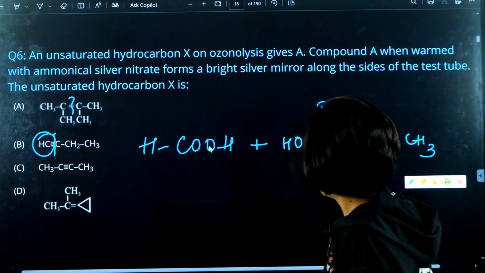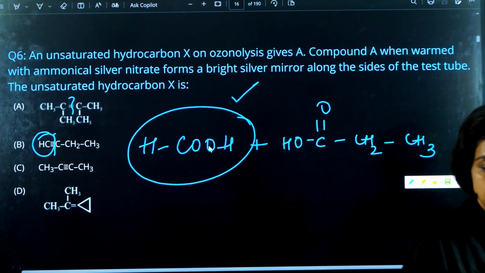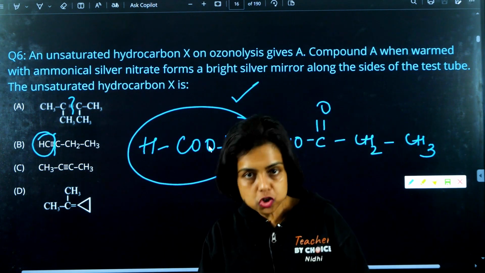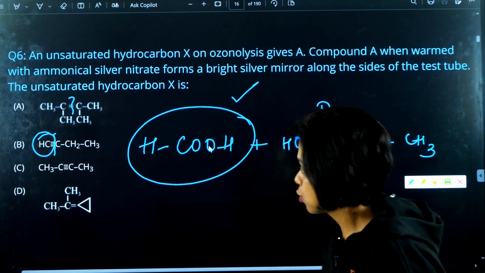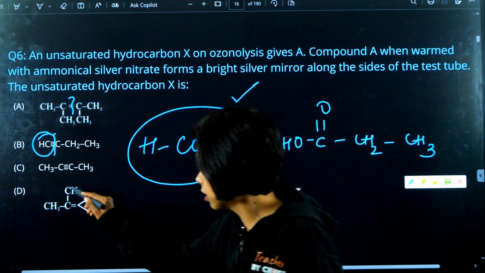CH2CH3, right? So this will give positive Tollens reagent test. On addition of Tollens reagent, silver mirror formation along with the evolution of CO2 and H2O you will get. So formic acid gives positive Tollens reagent test. So yes, B can be the answer. Let's check the others also.